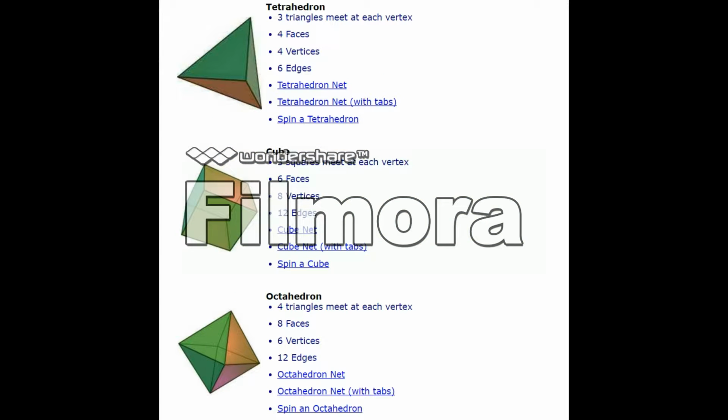Now that we know what face, edge, and vertex stands for, I'm gonna guide you through what are these in relation to the platonic solids. The tetrahedron has 4 faces, 4 vertices, 6 edges. Cube, 3 squares that meet at each vertex, 6 faces, 8 vertices, 12 edges. Octahedron, 4 triangles meeting at each vertex, 8 faces, 6 vertices, and 12 edges.